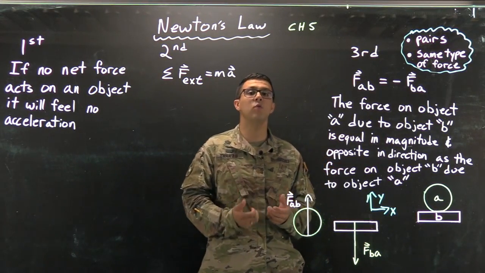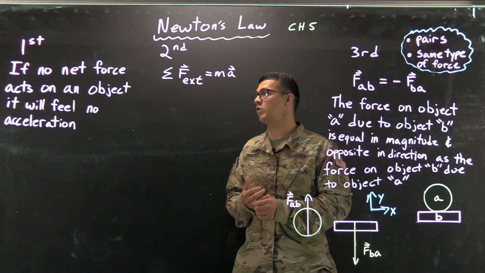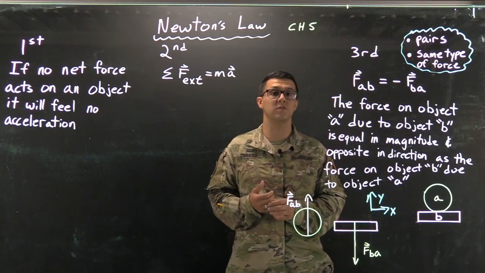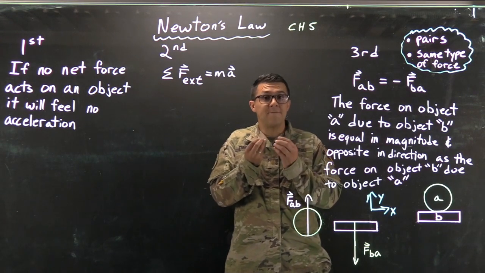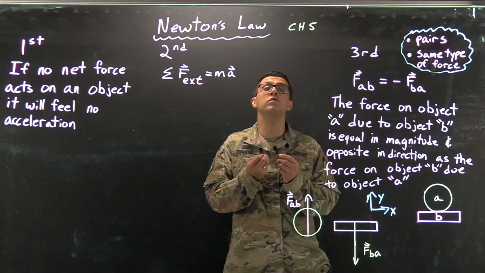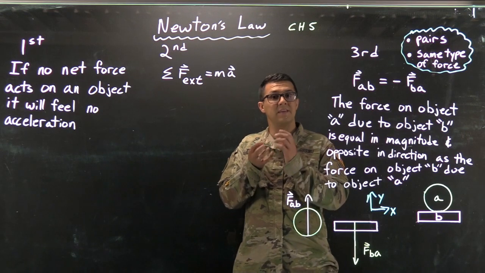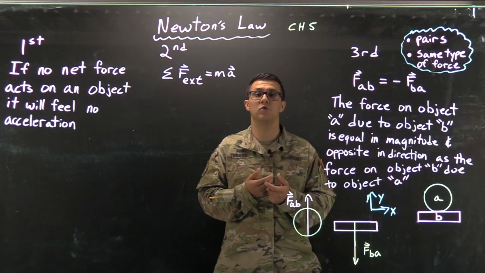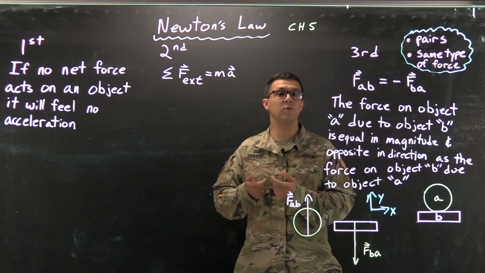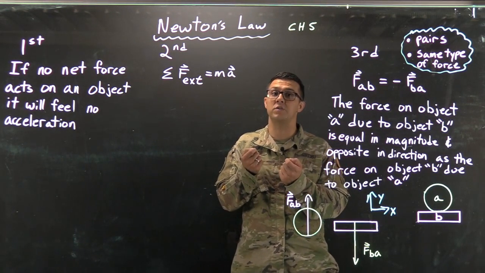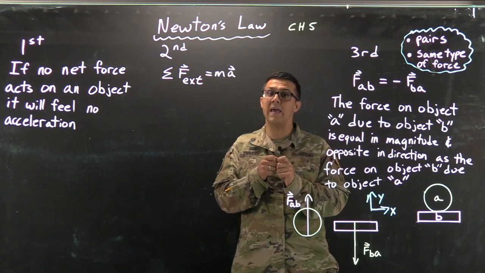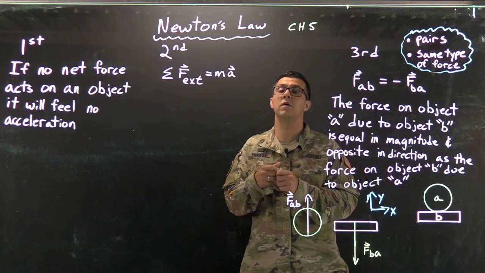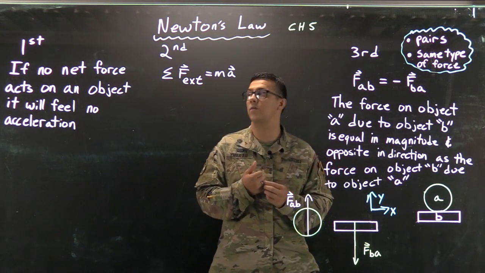Now, there's a couple of key words you need to key in on when you're looking at this. The first one is net force. That means there could be multiple forces acting on an object, but if the net of those is 0, then the object will feel no acceleration. So net is the first one you need to look at. It could mean 2 or 3 forces could be acting on the object, but if you take the net of all of those forces and if they equal 0, guess what? The object will not be accelerating.